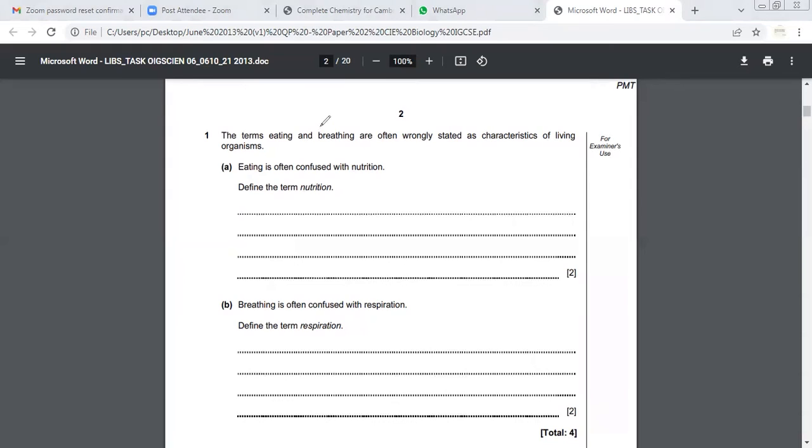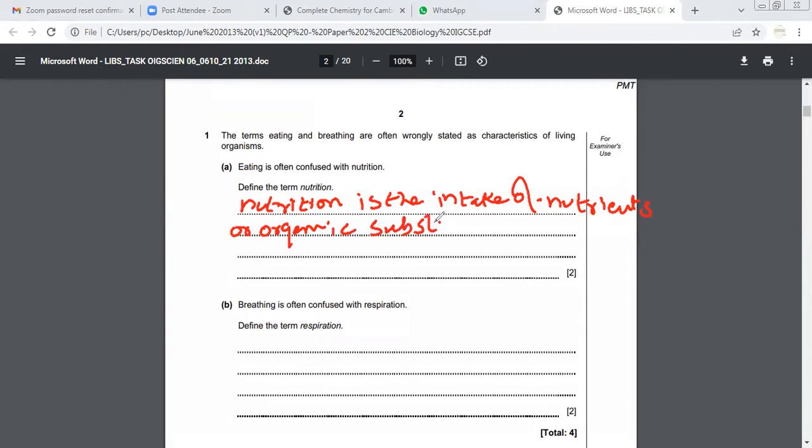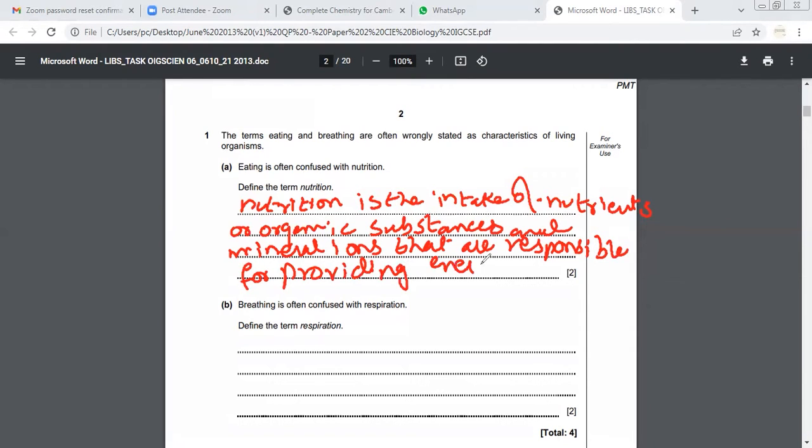Okay, the answer is: nutrition is the intake of nutrients, or organic substances and mineral ions, that are responsible for providing energy to the body.